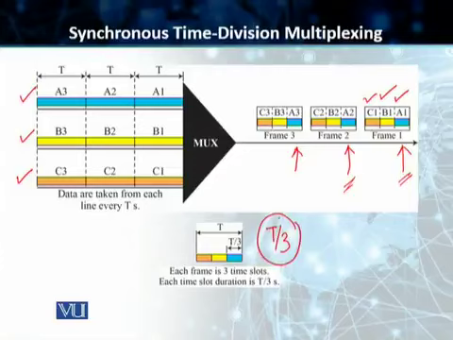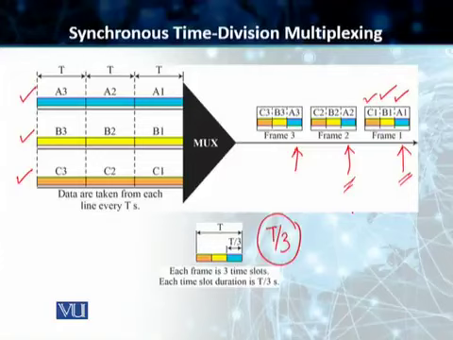Students, in synchronous TDM, as we have discussed, the round of data units from each input is collected into this frame, and the data rate of the output link must be n times the data rate of the connection to guarantee the flow of data. Students, हम लोगों ने देखा कि in this particular case, the data rate of the link is 3 times the data rate of the connection. Every frame consists of 3 time slots, and therefore the data rate of the link is 3 times the data rate of each of the individual connections.